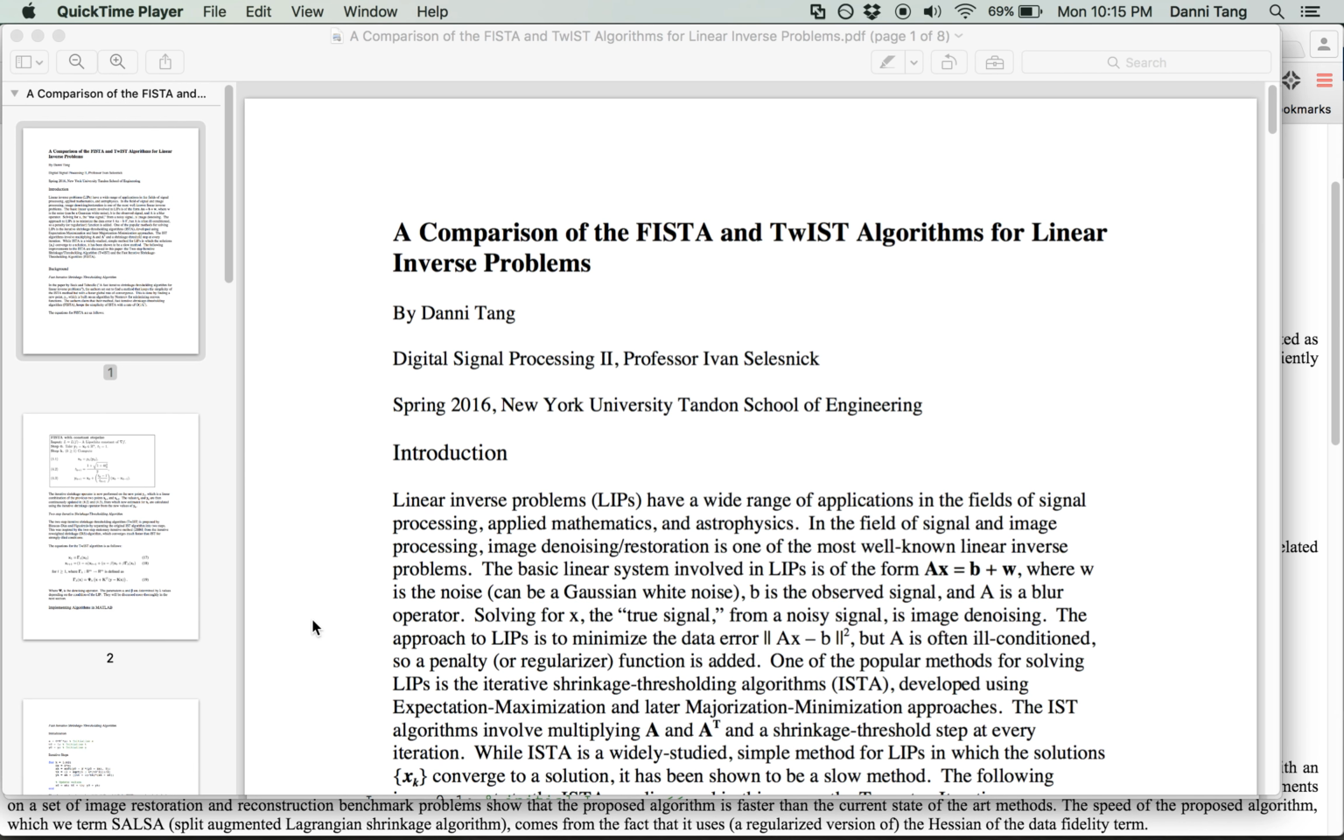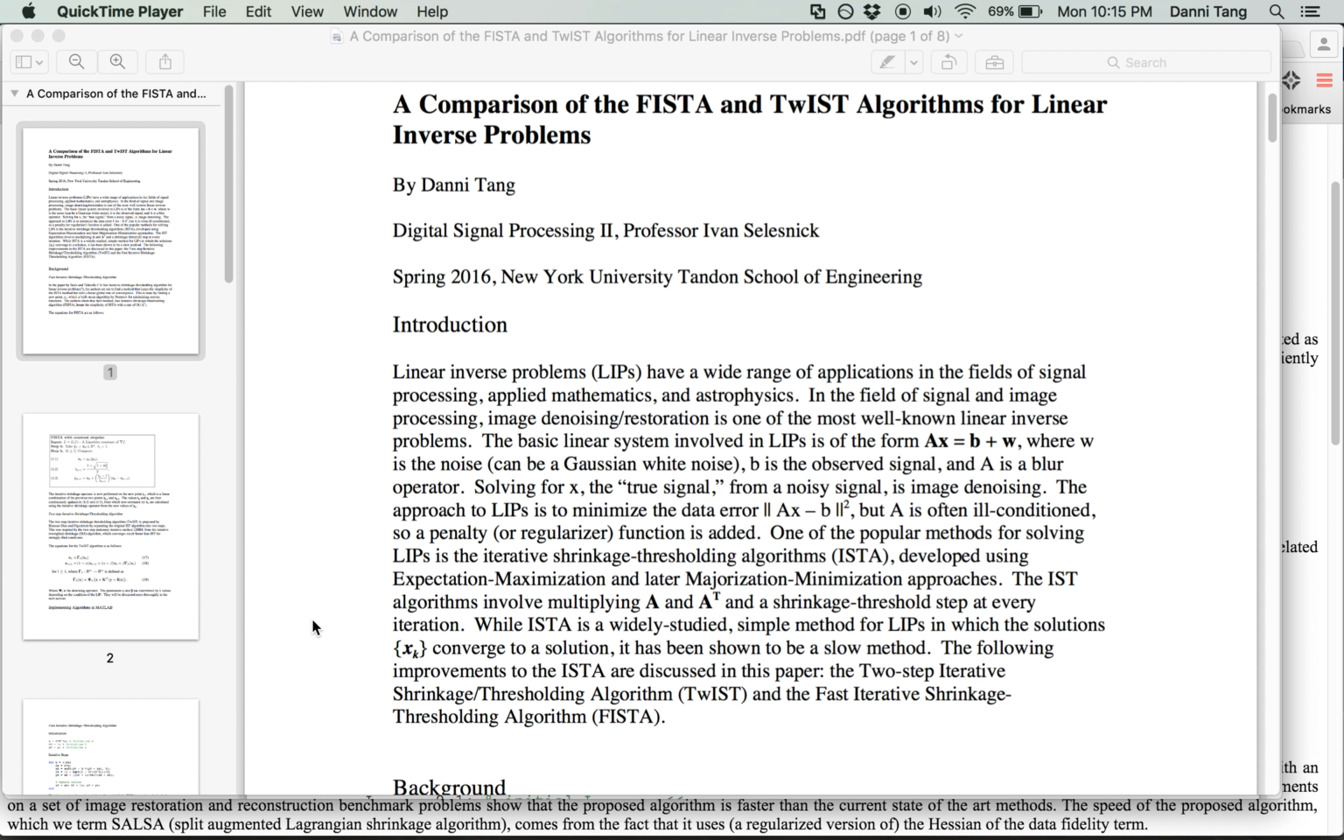Today I'm going to be talking about my project for the Digital Signal Processing 2 class. And my project is comparing two algorithms for linear inverse problems, and these two are the FISTA and the TWIST algorithms, which are improvements on the original ISTA method.